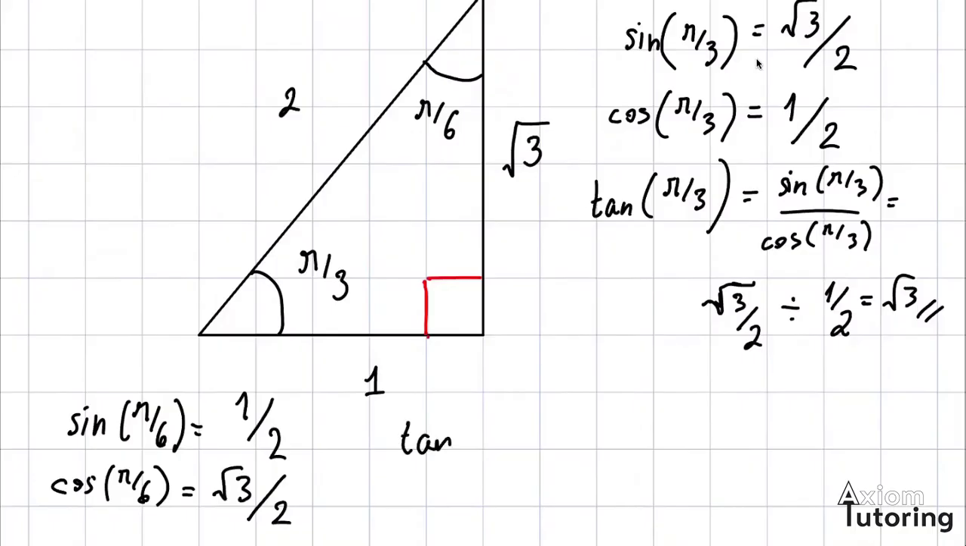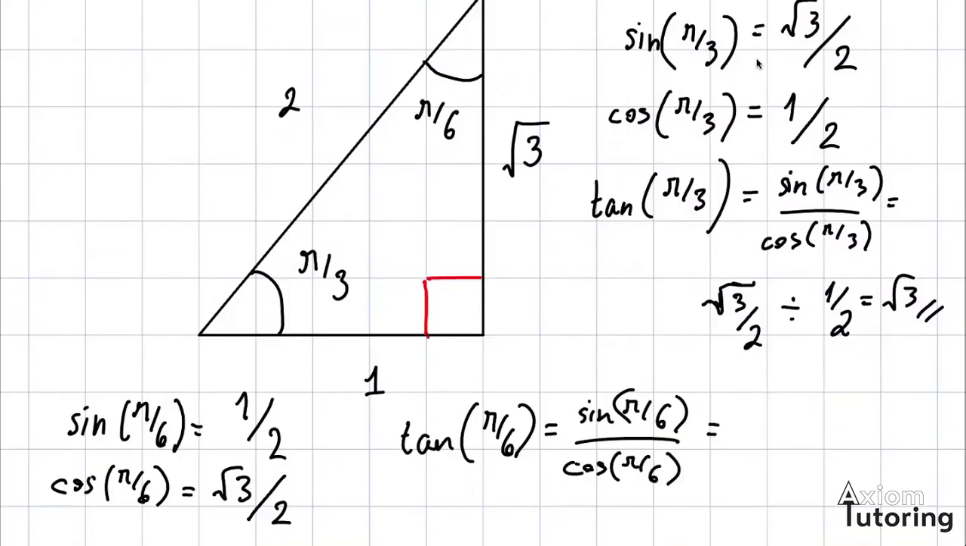And our tan of pi over 6, again, I'm just going to work it out as doing sine pi over 6 over cos pi over 6. So I can work that out quickly here. Sine pi over 6 over cos pi over 6. That's equal to 1 over 2 divided by root 3 over 2. And I'll just write the intermediary step here. 2 over root 3. And you can see that that's equal to 1 over root 3.